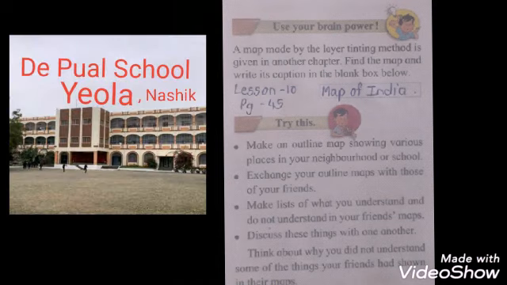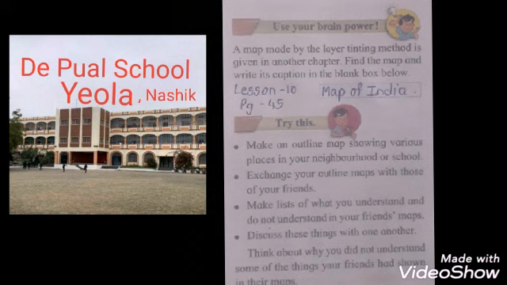Try this. Make an outline map showing various places in your neighborhood or school. You have to make the map of your school. Exchange your outline maps with those of your friends. Now, because of COVID-19, we can't meet our friends, but you can share it with me, and you can share with your friends by mobile.